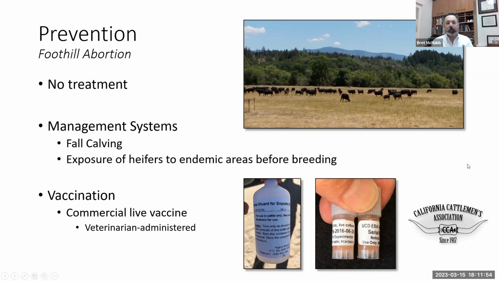This vaccine was a joint effort between UC Davis and the California Cattlemen's Association to bring it to fruition. And so I think it's going to really change how we approach foothill going forward. Again, something that we commonly see is exposure in early and mid-pregnancy, but not having its effects until late pregnancy. So if you're having early pregnancy losses, it's not going to be because of foothill abortion.